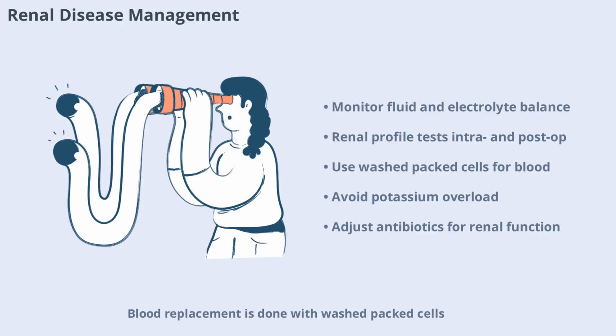Blood replacement is done with washed packed cells, and potassium overload is avoided. Broad-spectrum antibiotics are used to prevent sepsis, with amoxicillin, doxycycline, and minocycline recommended. Dosage adjustments are made based on renal function to ensure safe and effective treatment.